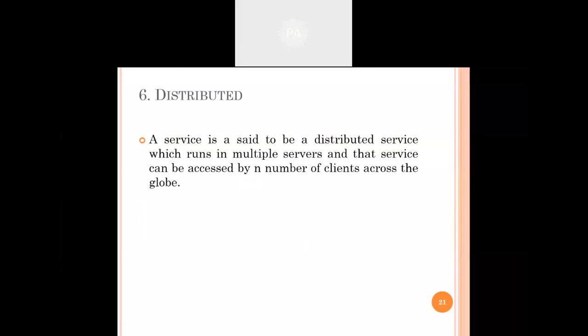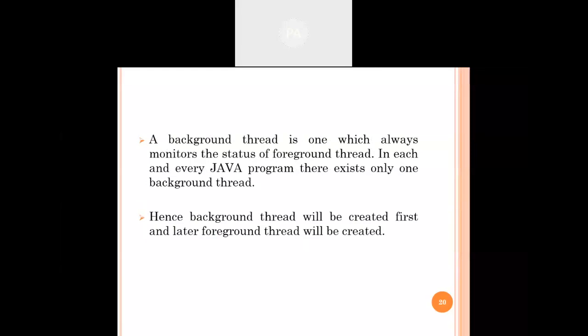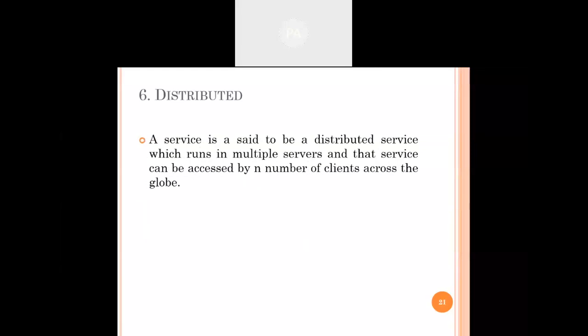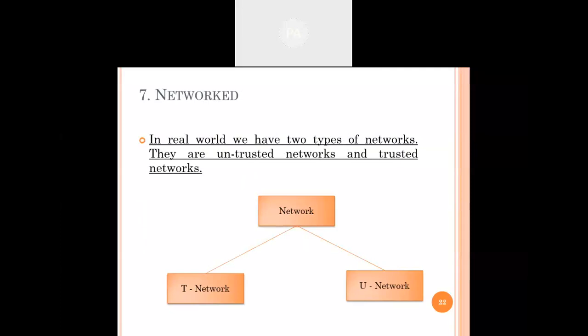Okay, so we'll discuss later what multi-threading is, that stuff. Okay, Java supports distributed. Java is a network. There are two types of network: T network and U network. Trusted network and untrusted network. Okay, so ये दोनों network को support करता है.